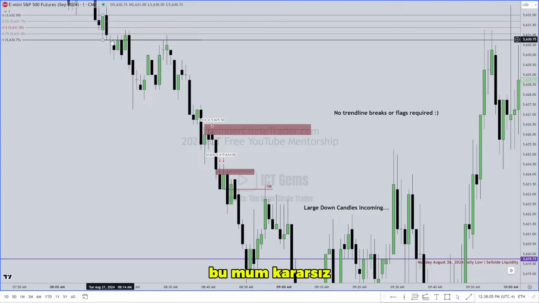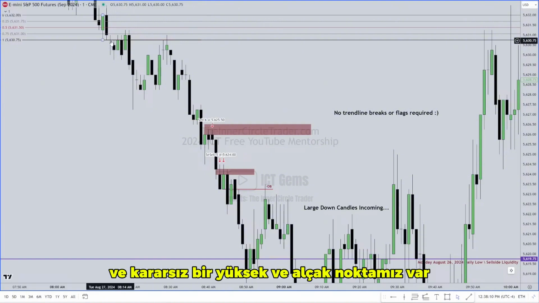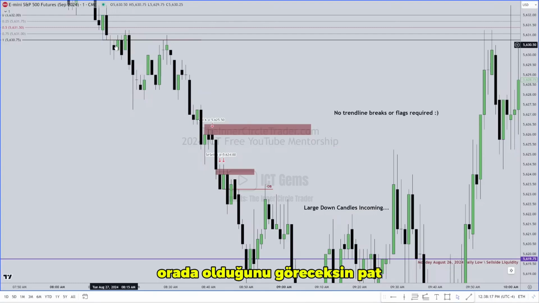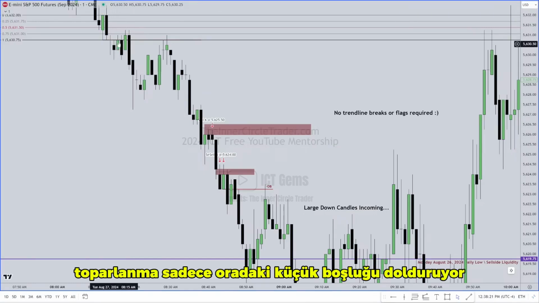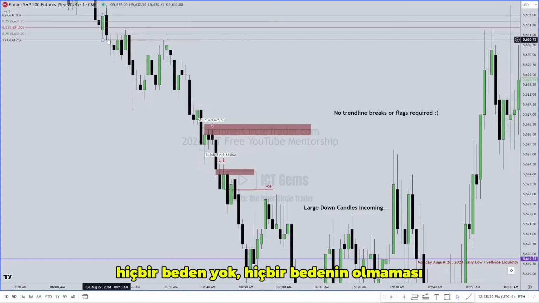This candle's indecisive. It's basically the open and close at the same price, and we have a high and a low. That's indecisive. Usually when you see an indecisive candle like that, you're building a volume imbalance. And the next candle, you'll see it's there. Boom. But the rally back up just fills in that little void there. It's absent of having any bodies.